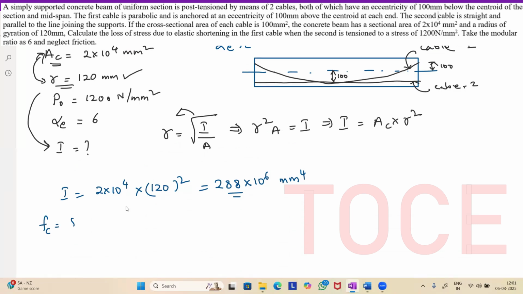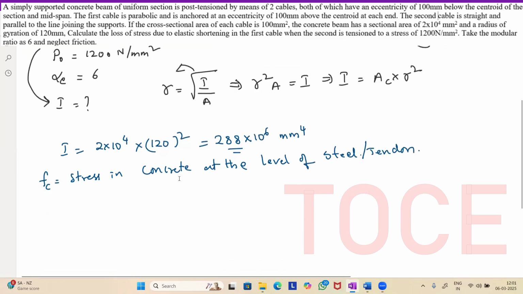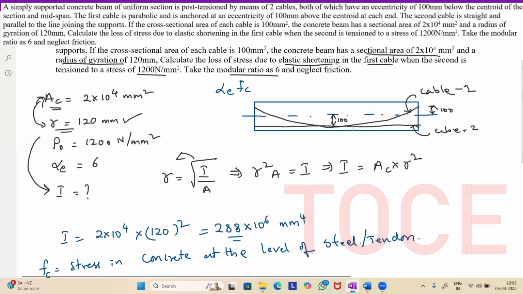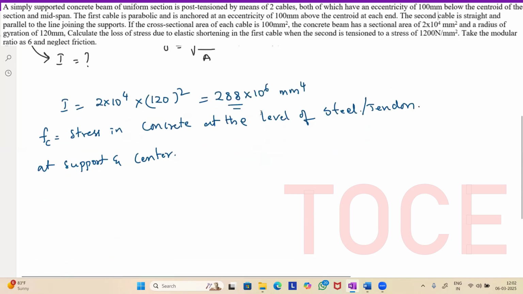FC is the stress in concrete at the level of steel or the tendon. Firstly, let us find out at support. At support and center you have the same eccentricity. At center you have 100, and at the support also you have an eccentricity of 100 itself. So for both support and center you will have the same formula, except the sign convention, plus or minus, will change. That's it.